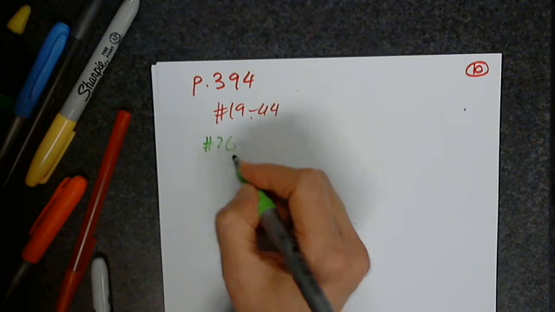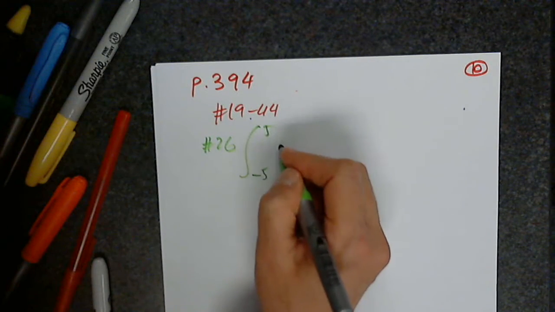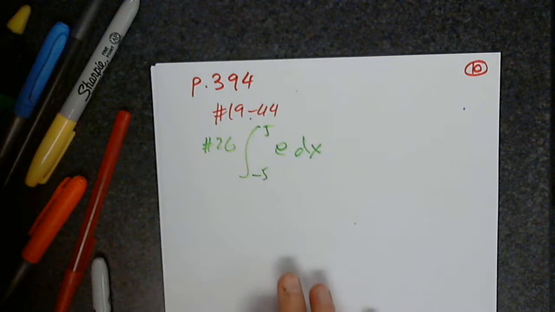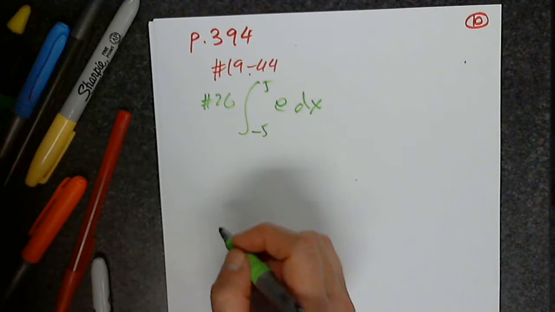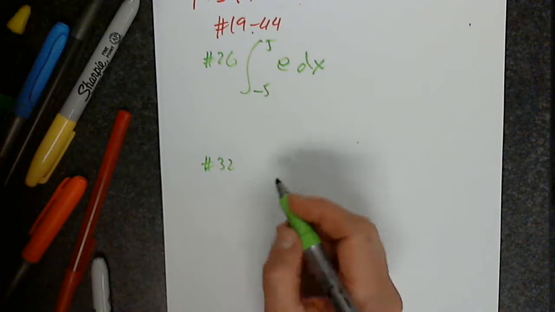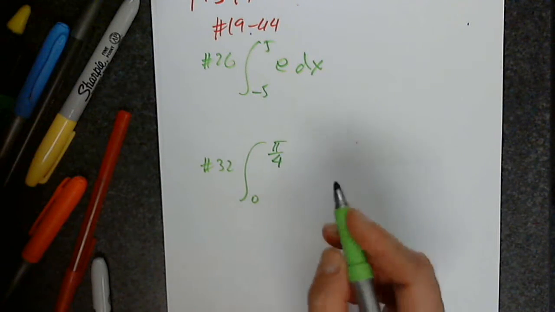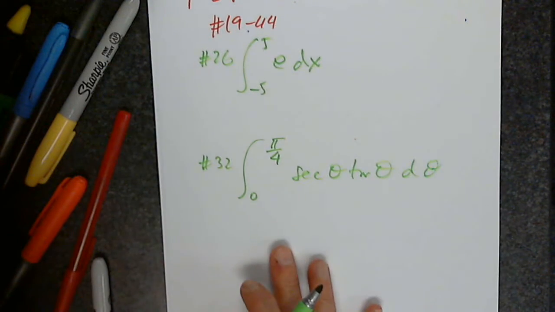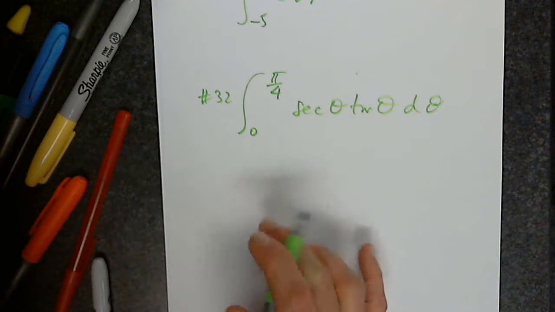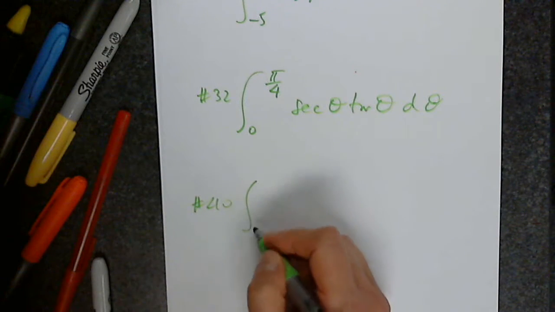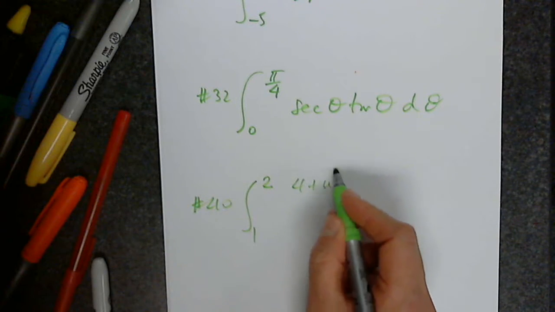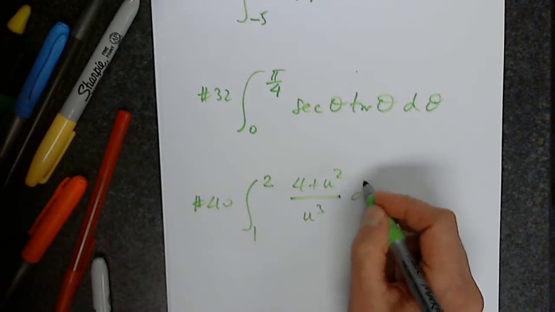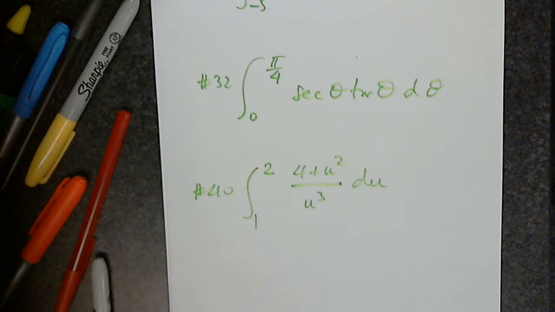So 26, the integral from negative 5 to 5 from e dx. 32, the integral from 0 to pi over 4 from secant theta tangent theta d theta. Problem 40, the integral from 1 to 2, 4 plus u squared over u cubed du. So let's start with these 3. I'll put my attendance.